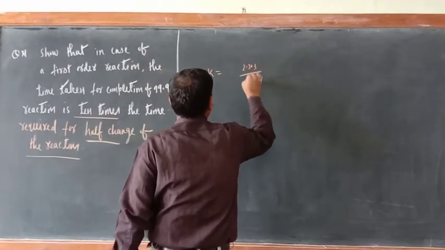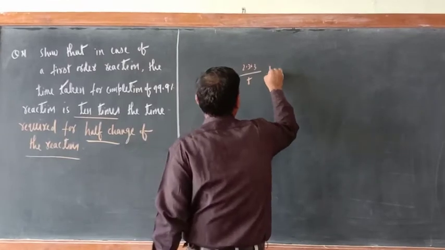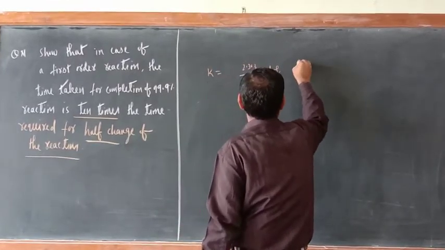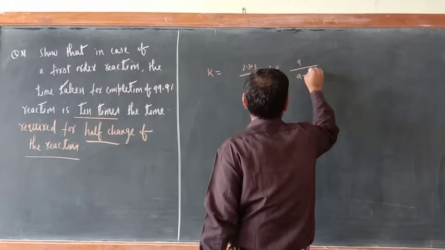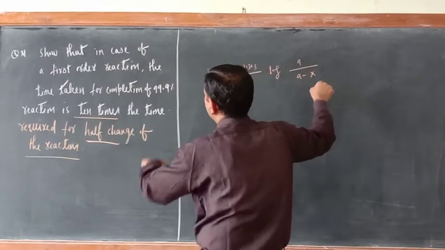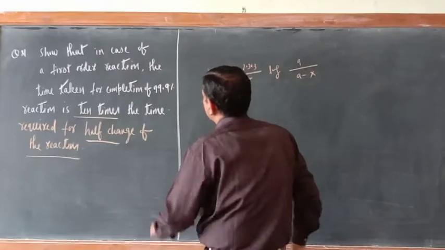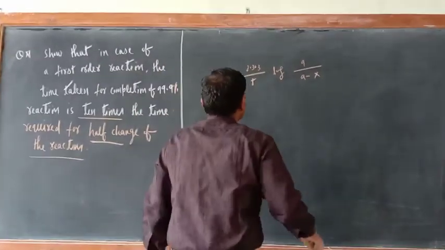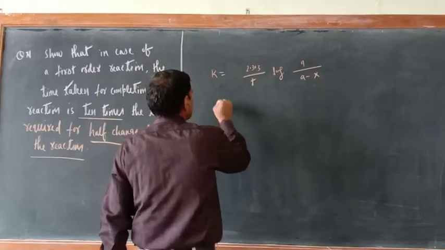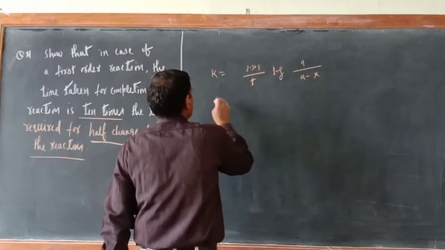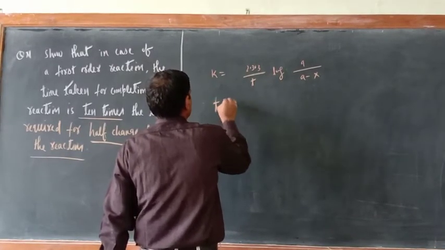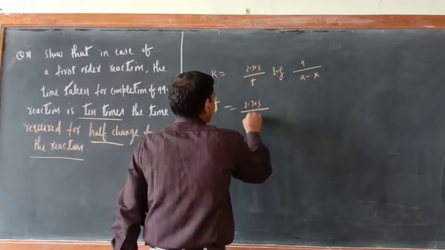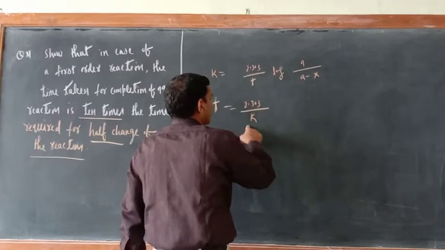2.303 divided by k. Here, what is there? Log a minus x, where x is given. What is the x here? 99.9%. So just see, we can write this equation like that also: t equal to 2.303 divided by k. Since the k value is not given, it will not fit.